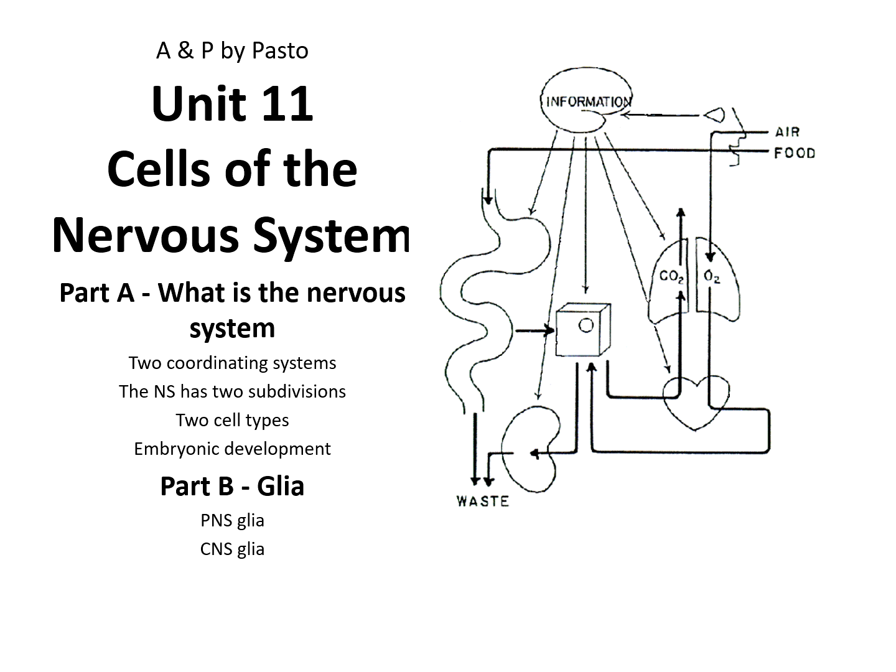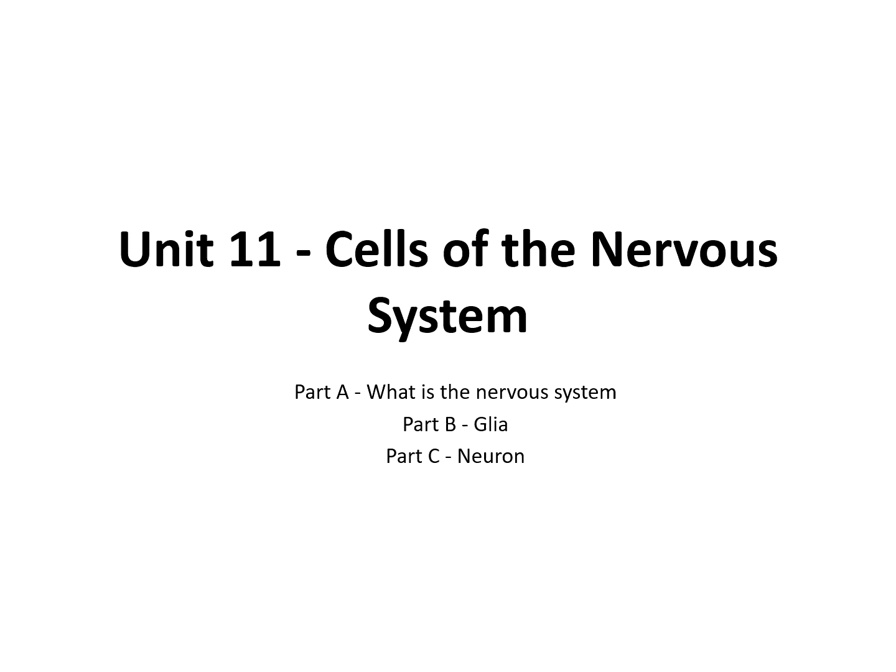Now we turn to Unit 11, Cells of the Nervous System. This will include Part A, what is the nervous system, and Part B, Glia. Parts A and B of Unit 11 are covered in this video. Part C, the neuron, being rather complicated, is separated into two videos. If you haven't done so, you might want to go through the introductory unit before continuing.